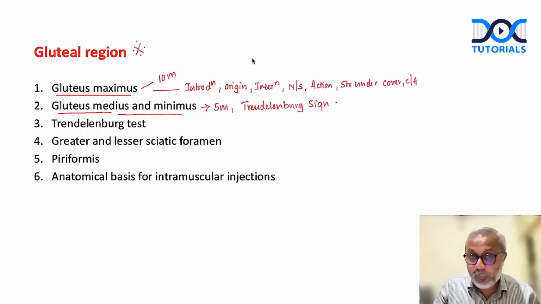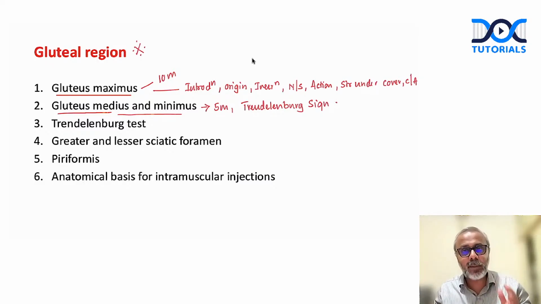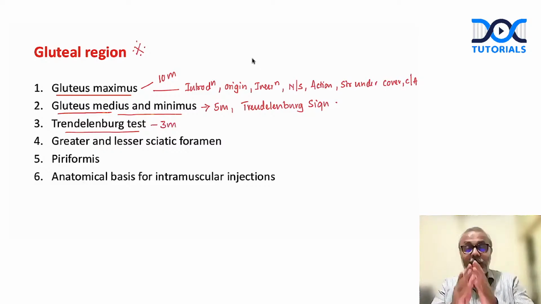So remember, a positive Trendelenburg sign on one side indicates paralysis of gluteus medius and minimus on the opposite side. For example, if on the right hip we have the Trendelenburg sign positive, the left gluteus medius and minimus are paralyzed. So this can be asked as a case-based question or a reasoning type of question. Then the Trendelenburg test, this itself can be asked as a 3-marker. What is it? How is it done? And what is its significance?